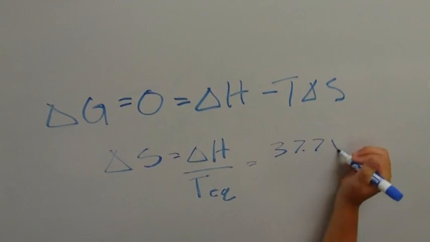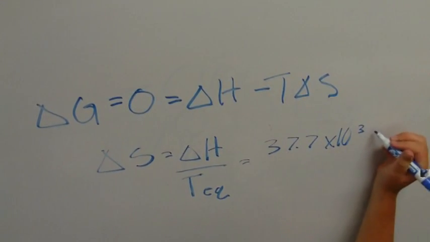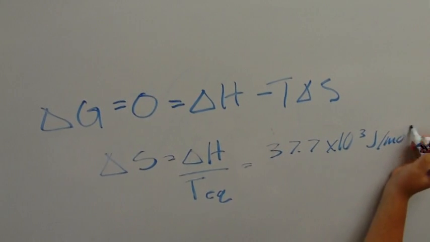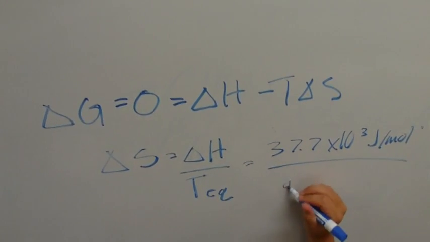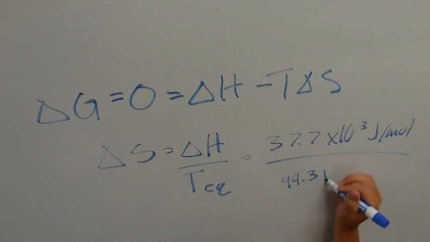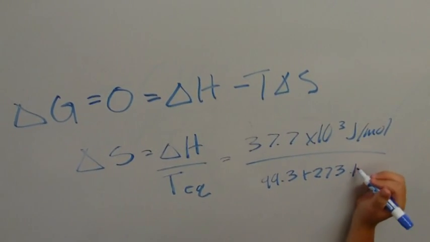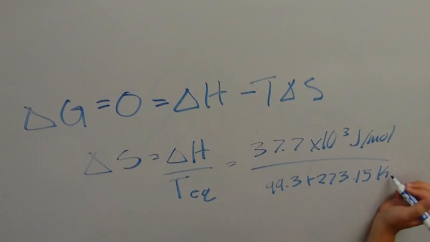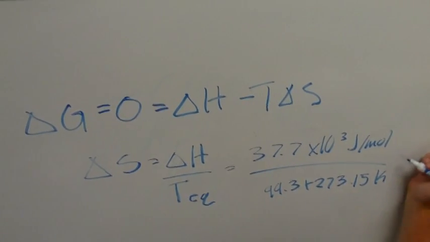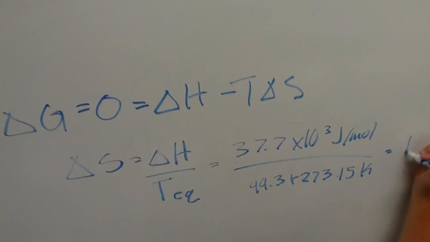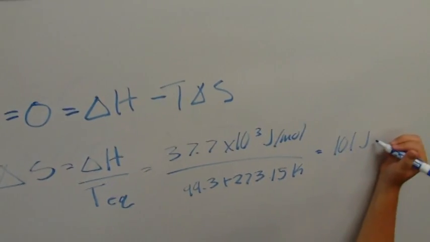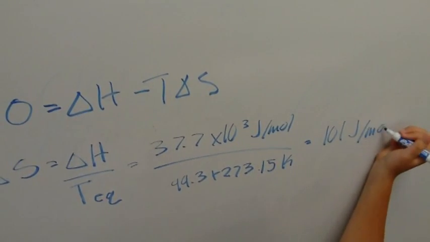37.7 times 10 to the 3 joules per mole, all over 99.3 plus 273.15 Kelvin, because we're converting it into Kelvin, and we get 101 joules per mole times Kelvin.